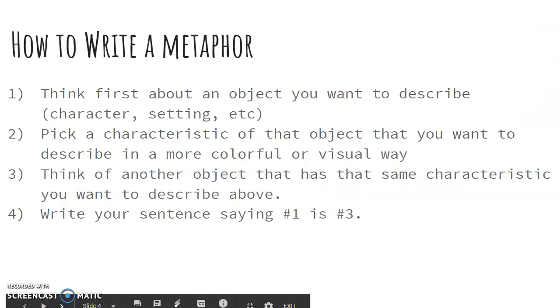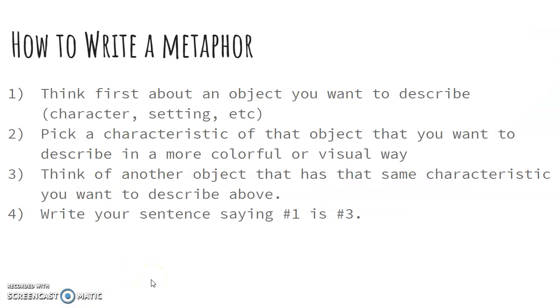So now we are going to look at how we are going to go about writing that metaphor. The first thing I want you to do is think about that object you want to describe to somebody that's reading your piece. So that could be the character, that could be a setting, it could really be anything that's going on in the story. The next thing you'll do is think about a characteristic of that object that you wanted to describe to your reader, but in a more colorful or visual way.